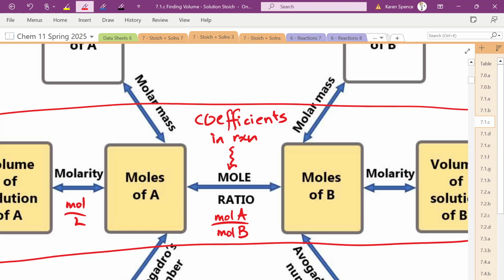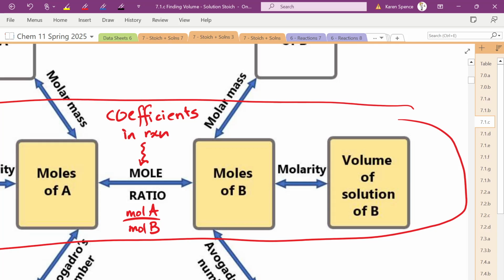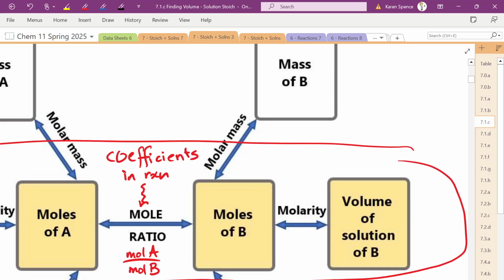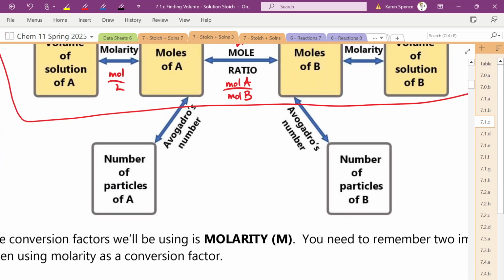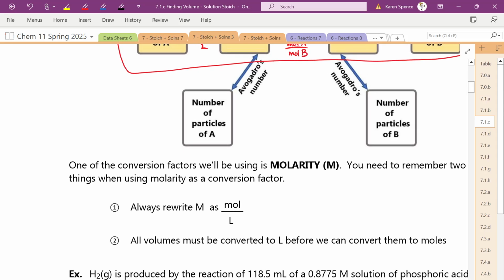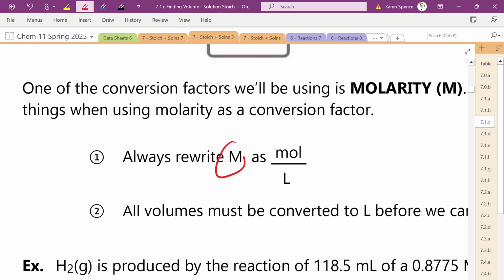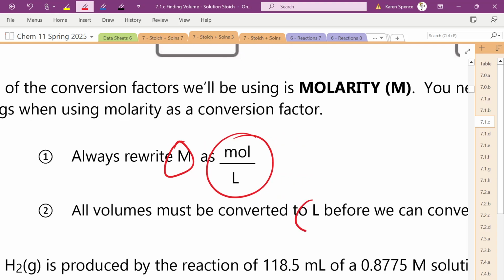Okay? So that's step one, use molarity. Step two, you're going to use the mole ratio. And then step three, if we're finding the volume of the solution, we'll use molarity. But we could just as easily ask you for the mass of substance B or the number of particles of B or something like that. Okay? So let's try an example. Remember, always rewrite moles as moles over liters. Most of you are getting really good at that by now. And all volumes have to be in liters so that they work with those liters. So if we give you milliliters, convert to liters.